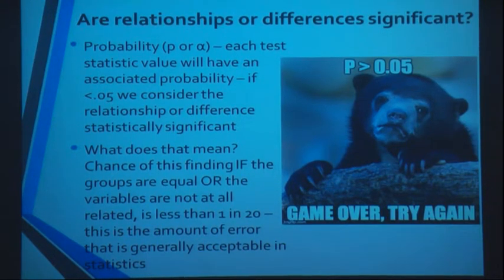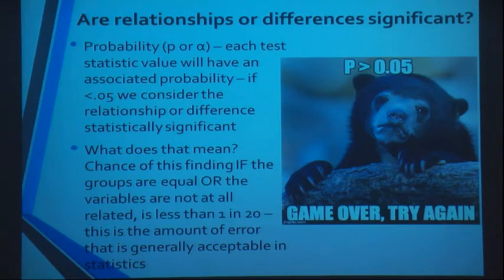So this is where probabilities come in. When we use inferential statistics, probabilities are important. The probability, which we see in a paper, is either P or alpha, and there is a difference between them, but I'm not going to get into that here. It's essentially the same. Each test statistic value, so a T, or an F, or whatever it is, will have an associated probability.